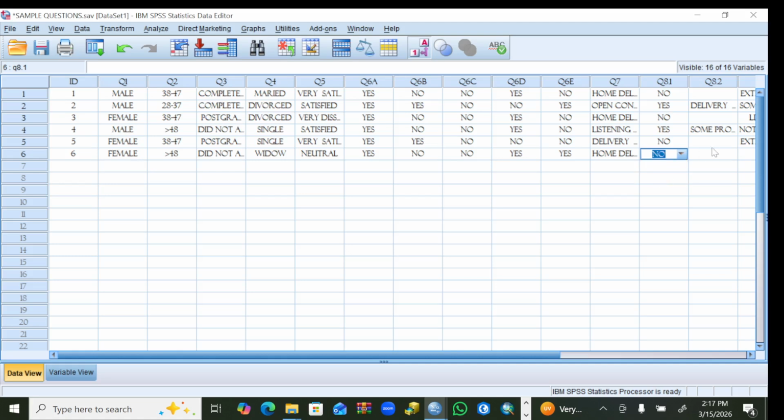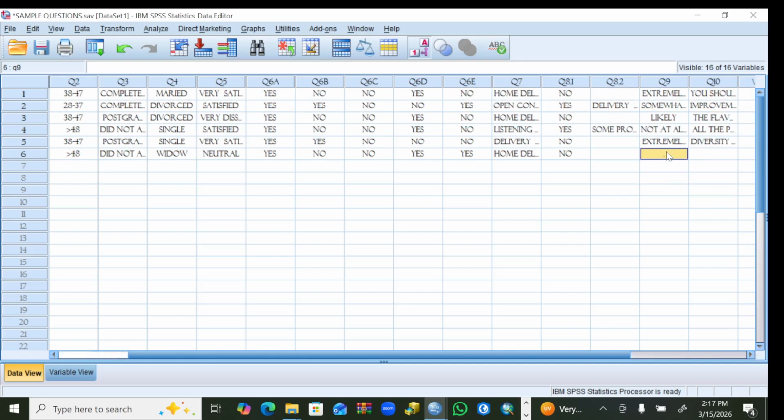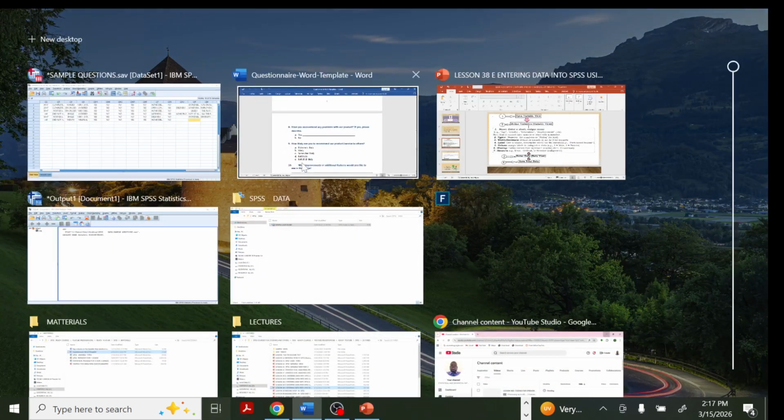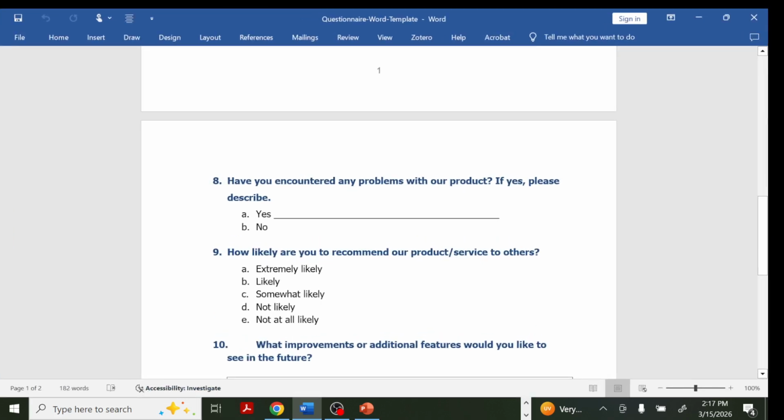No problem. It's not going to fill this one. Then it will jump to number 9. So I think you are getting the concept behind this. You see, number 8, have you encountered any problem with our product? If the answer is no, there's no description of the problem. But if the answer is yes, of course, you have to describe the problem. You tell them what problem you faced.